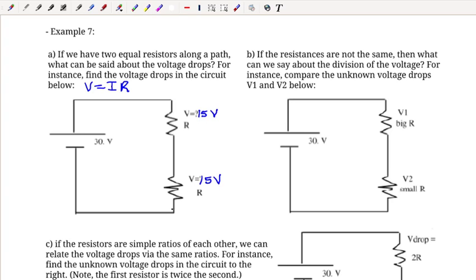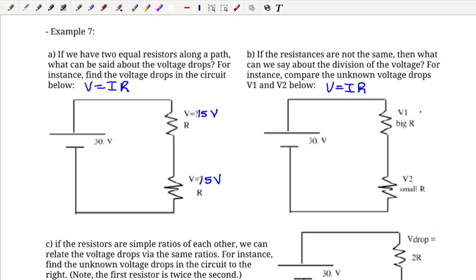If the resistances are not the same, then what can we say about the division of the voltage? For instance, compare the unknown voltage drops V1 and V2 below. So again, thinking V equals IR, but this time we don't have the same resistance. We have the same current in both cases, but a big resistance, same current, big resistance is going to mean a big voltage drop. Can you see that? Current doesn't change. This gets bigger. That must mean this gets bigger.